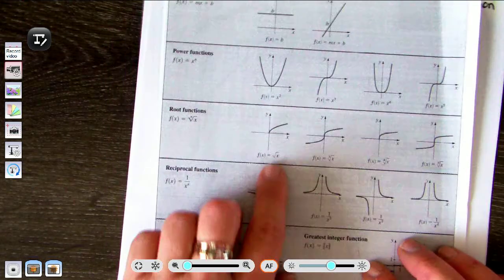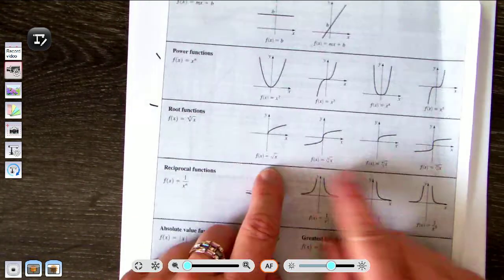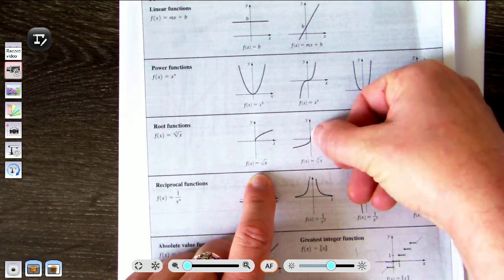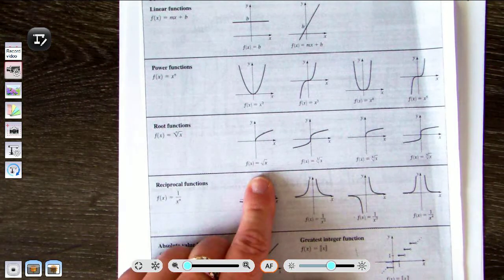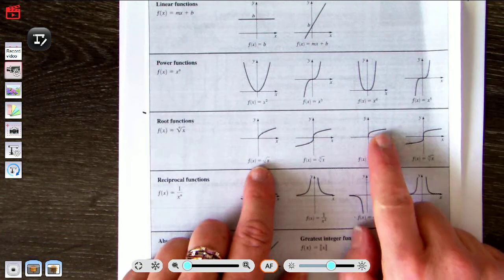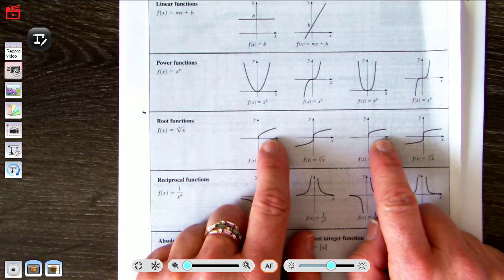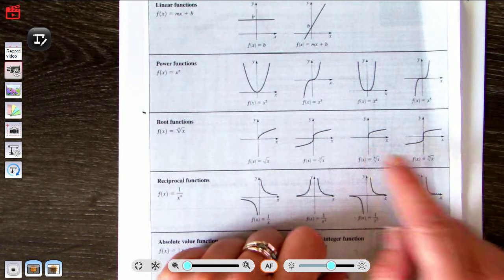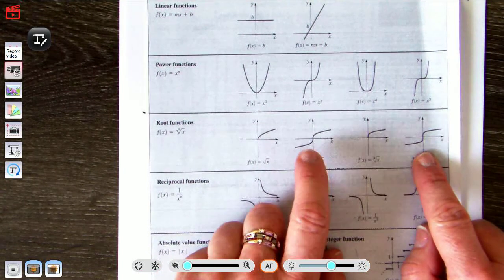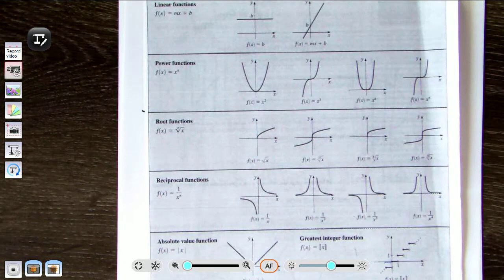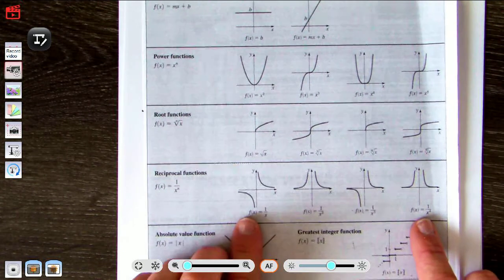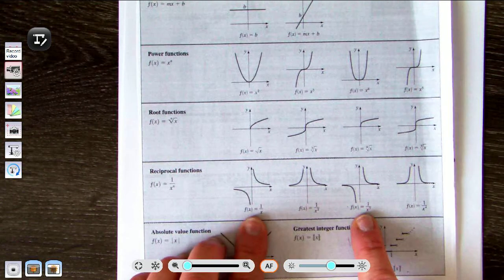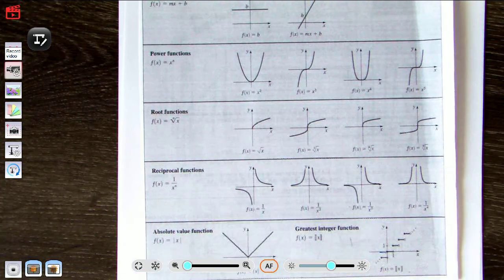Here are our root functions. Here's our even roots. So again, they're getting flatter in this middle piece as we increase. Even roots, we can only take even roots of positive values. So this is your square root, your fourth root. These are your odd roots, your cube root, your fifth roots. Here's some reciprocals. 1 over x squared. Very similar as we increase those powers.